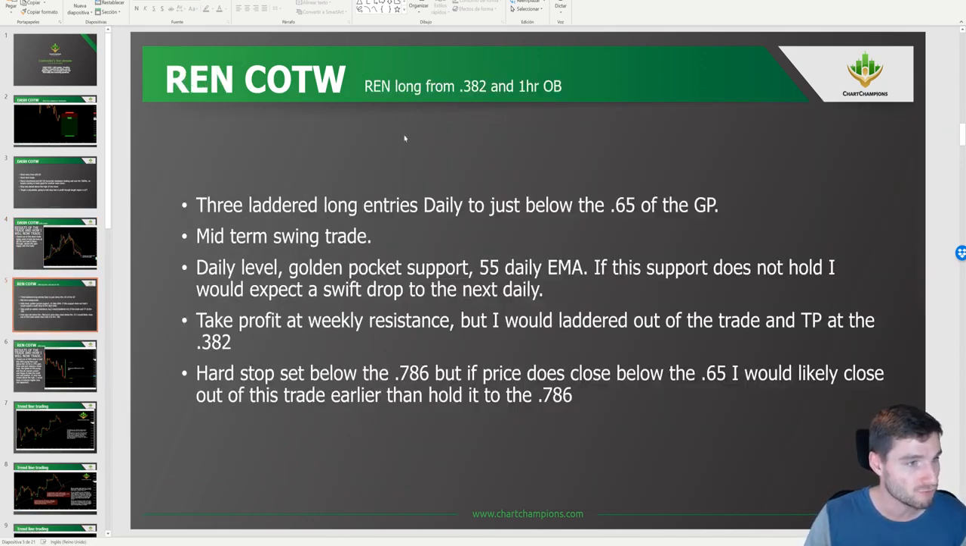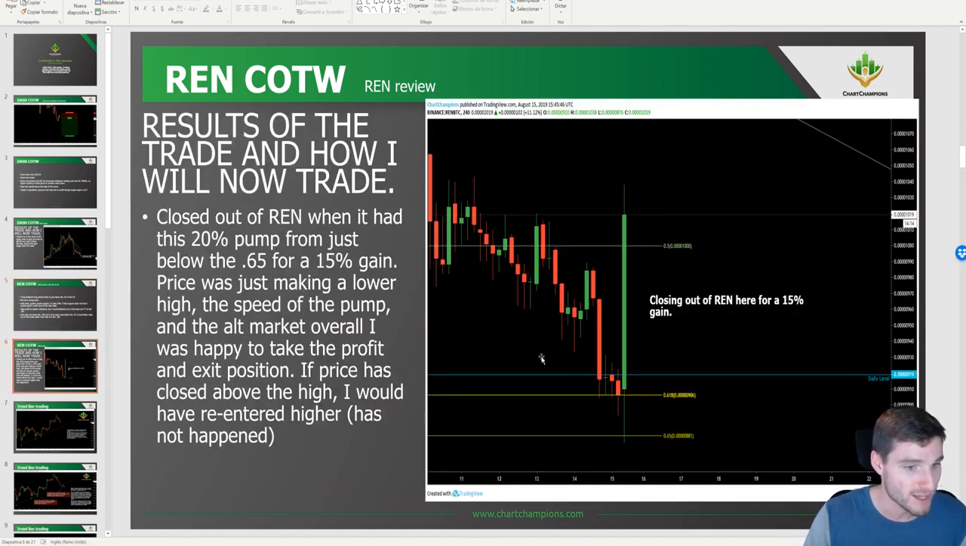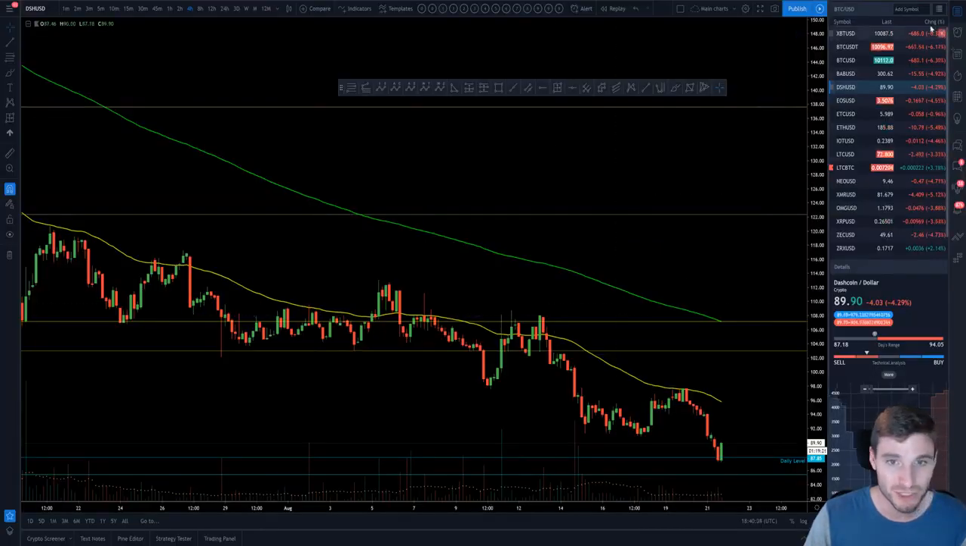I want to go over Ren. So this was the screenshot from last week, obviously where I was covering Ren, and we had those three laddered long entries, the daily to just below the 0.5 of the golden pocket. As you may recall, this traded absolutely perfectly. We literally moved to just below the 0.5 of the golden pocket. Let me load up this chart because it was absolutely beautiful.